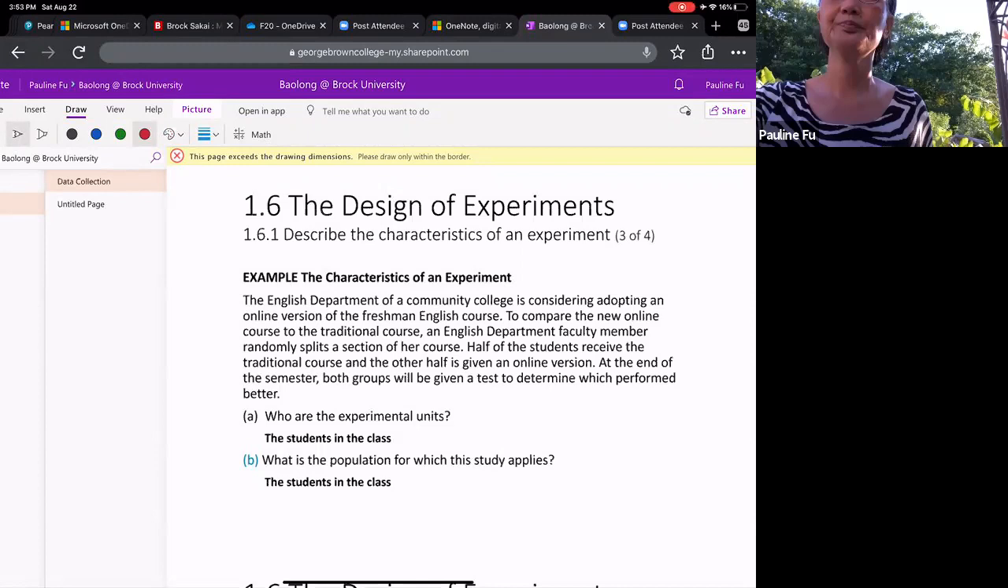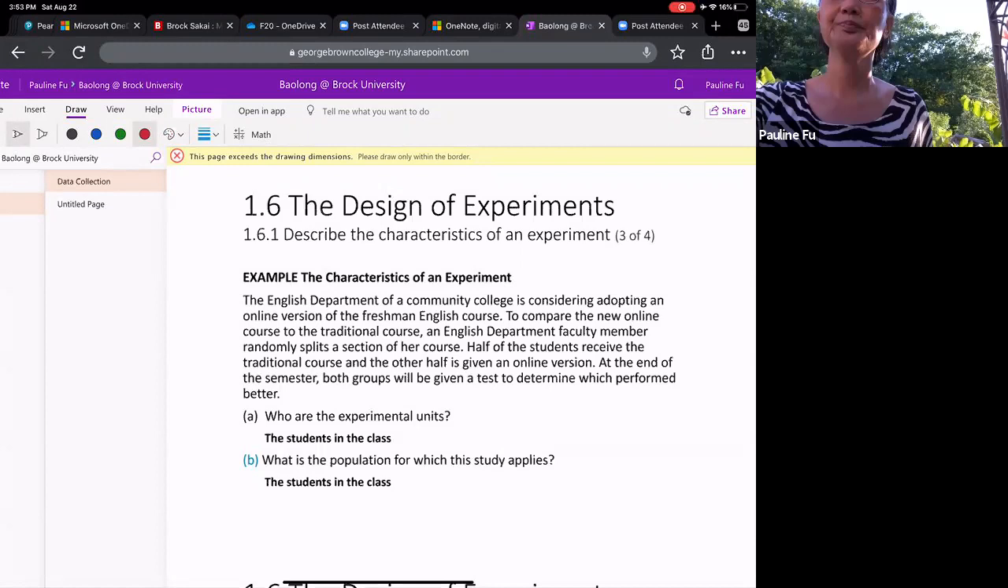Question 1. Who are the experimental units? So one terminology, what are the experimental units? In this example, all the students in that class are the experimental units. Generally speaking, an experimental unit is a person, object, or some other well-defined item upon which the treatment is applied.